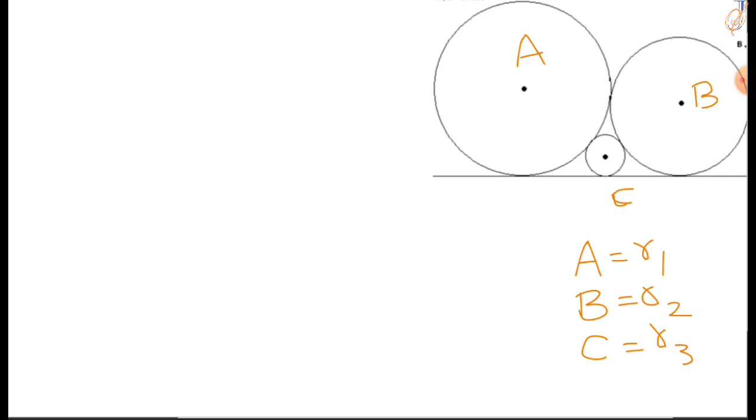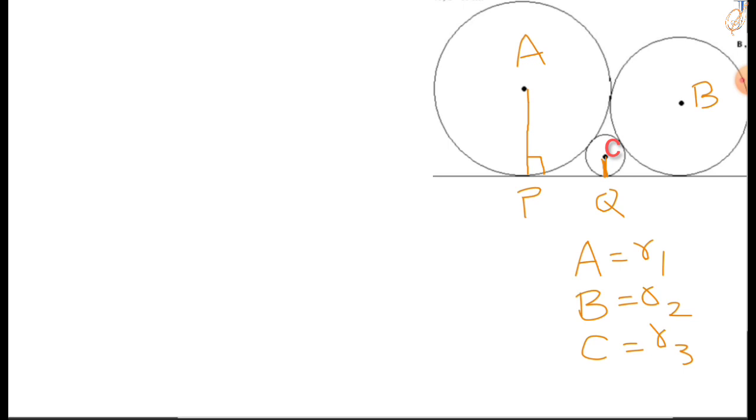First observe circles A and C. Draw perpendiculars from centers A and C to the line of tangency. These points you can call P and Q. So here what you observe, this AP is perpendicular to the tangent and CQ is also perpendicular to the tangent. So if it is perpendicular, that means the angle is 90 degrees. You have 90 degrees. Try to make a triangle, then we can use the Pythagorean theorem.